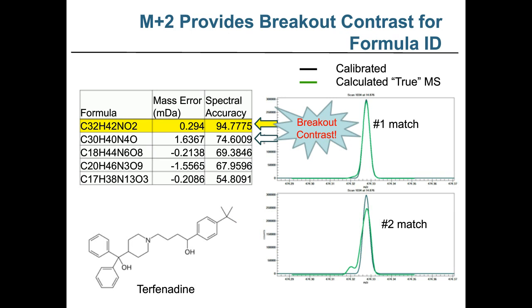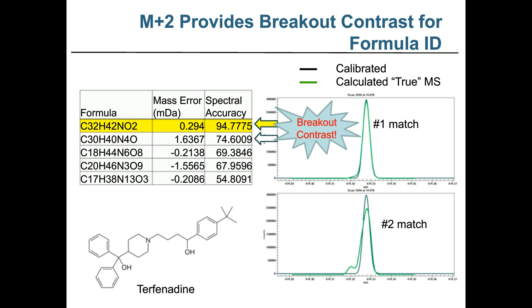So what we've done here is at high resolution, we've made our formula measurement, and we look at our spectral accuracy. It's not probably as high as you've seen in some of the other examples, and I'll get to that in a second. But the important thing to note is that if you look at the results for the first formula candidate and the second formula candidate, there is a huge jump in the spectral accuracy, from about 95 down to about 75.